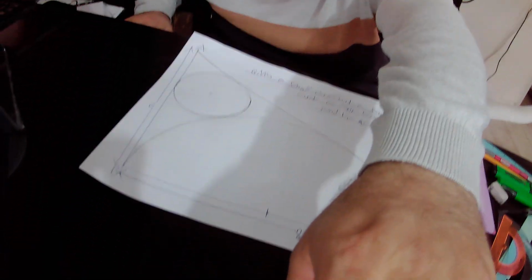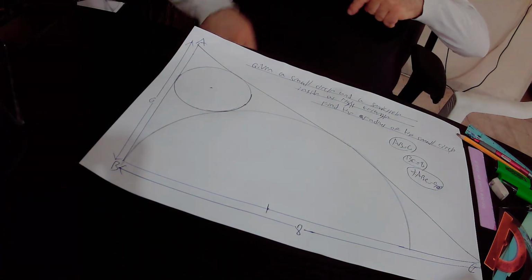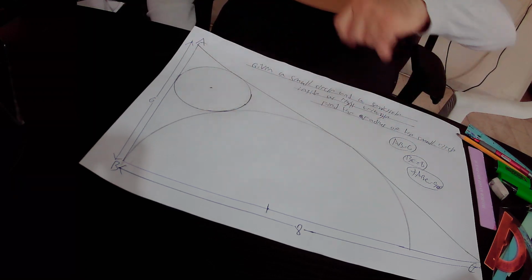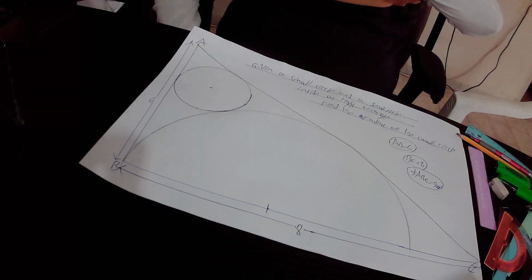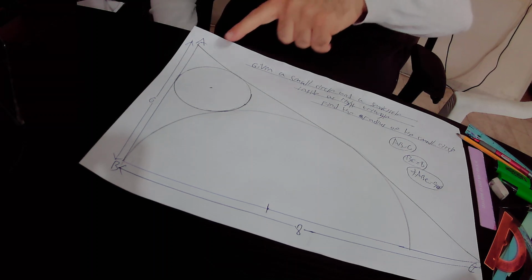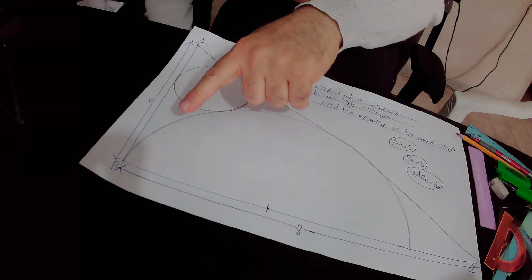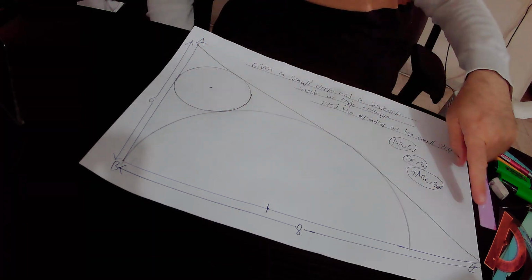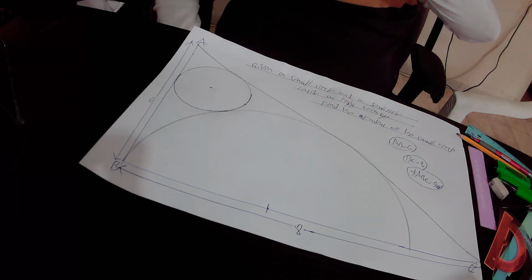Hello, in this lecture we will find out the radius of the small circle. In the drawing we have a triangle ABC. Triangle ABC is a right triangle. In addition, we know that side AB of triangle ABC equals 6 units in length. Side BC equals 8 units in length.